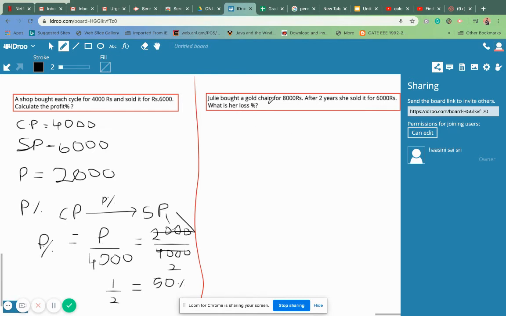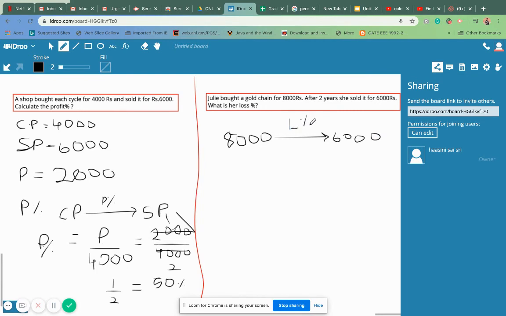Julie bought a gold chain for 8,000 rupees. After 2 years, she sold it for 6,000. Clearly, the cost price is greater than the selling price. What is her loss? I'm going to make a flow chart first. Initially, this is the amount she bought it for, 8,000 rupees. This is the original price. Now, she is selling it for 6,000 rupees. I have to find the loss percentage.